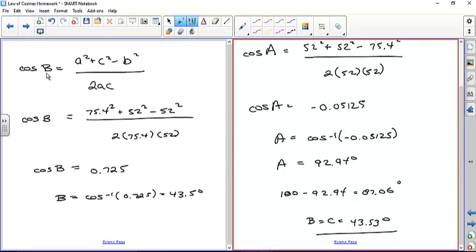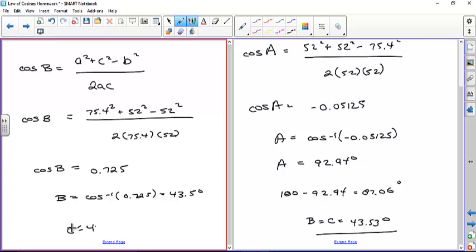So you could find C, the cosine of C would be A squared plus B squared minus C squared over 2AB. Or you could, now that I know this angle and know this angle, add these two together, subtract from 180, and I'd end up getting C is equal to 43.5 degrees.